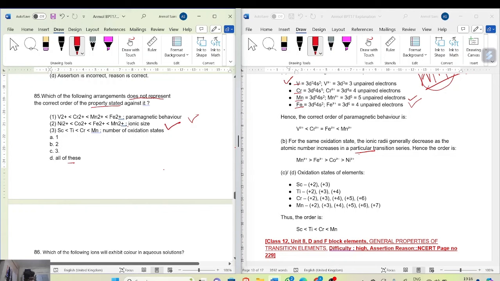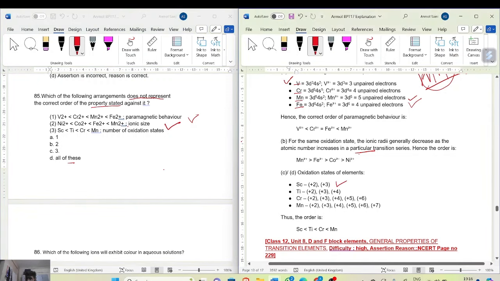Now we have to tell about the number of oxidation states. We know the oxidation state for scandium will be plus 2 and plus 3. Similarly for titanium plus 2, plus 3 and plus 4. Then for chromium it will range from plus 2, plus 3, plus 4, plus 5 to plus 6. And for manganese it will range from plus 2 to plus 7. So the order is correct.